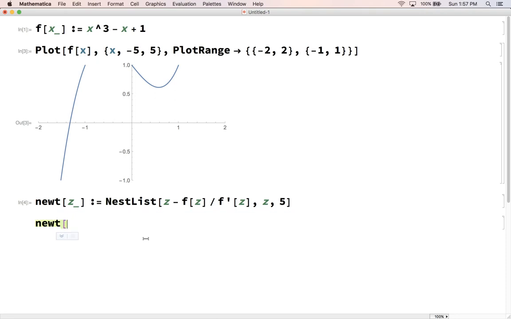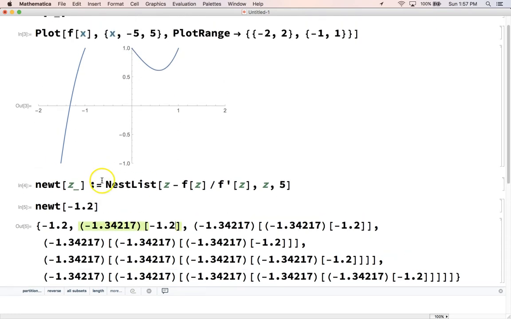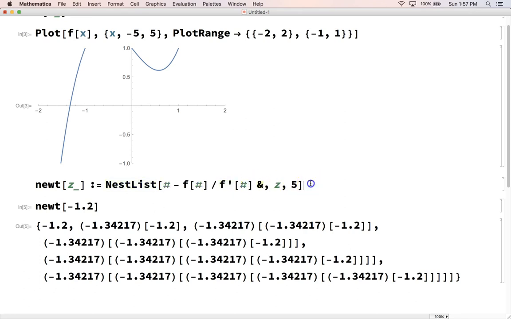Say I do newt of -1.2. Okay, so I'm starting at that value. Okay, so weird stuff happens. I get this parentheses and a number and then a bracket, -1.2. And what's the problem here? The problem is that I'm supposed to use a pure function here. I'm not supposed to use any variables. So I replace all of these variable letters with a pound sign. And don't forget that you finish off a pure function with the ampersand symbol.